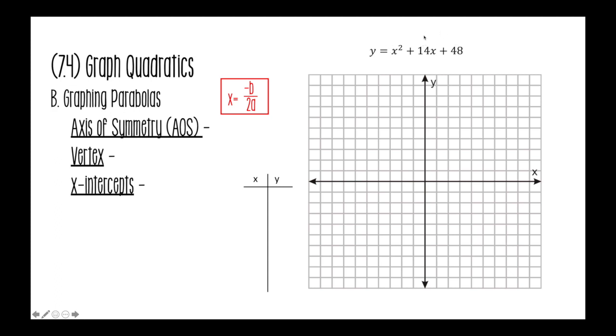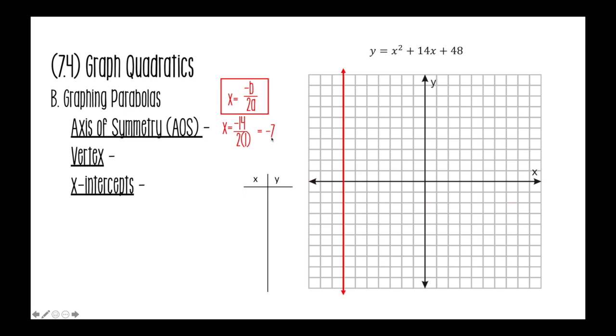So we need to do the opposite. I mean, I don't like to think of this as -b. I think of it as the opposite of b. So that +14 is going to be a -14 divided by 2 times 1. So we'll simplify that, which gives us -7. So our axis of symmetry is going to be x equals -7.